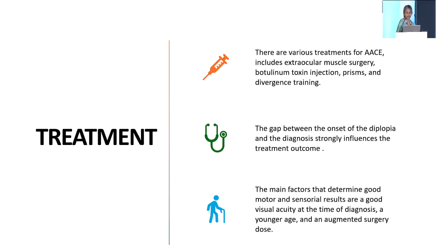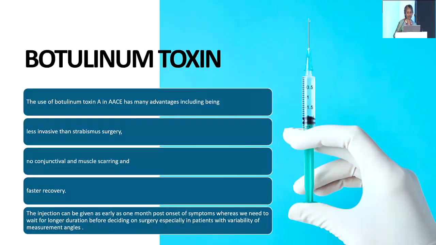So treatment: there are various treatments for ACE, including extraocular muscle surgery, botulinum toxin injections, prisms, and divergence training. But the gap between the onset of the double vision and the diagnosis and your treatment strongly influences the treatment outcome. The main factors that determine a good motor and sensory result are good visual acuity at the time of diagnosis, younger age, and augmented surgery dosage. Whenever you plan for surgery, aim for a small exophoria, because that will make sure that the patient does not have diplopia post-operatively.